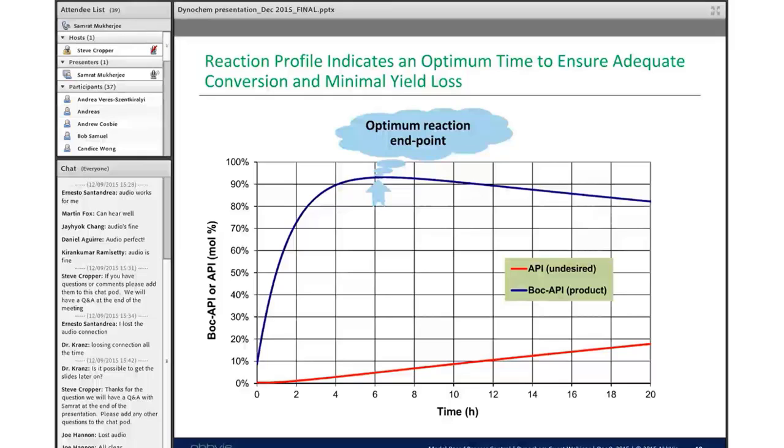So this optimum reaction endpoint is what we would really like to achieve. It does two things. One, ensures that the starting material is consumed below 1%. That's the must for the process, and also it ensures that we don't lose to the byproduct formation.